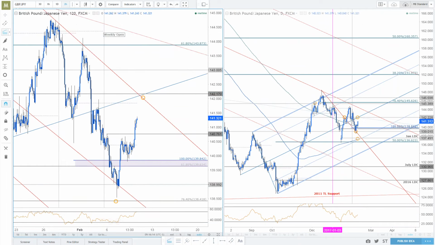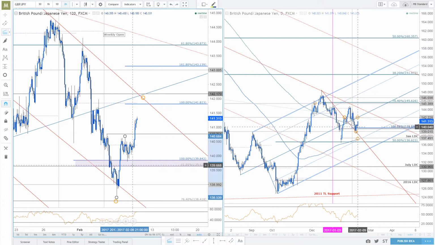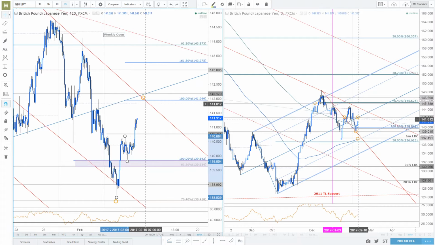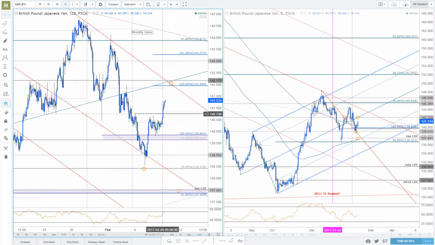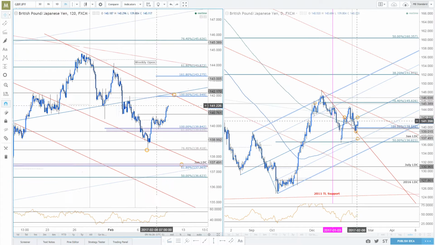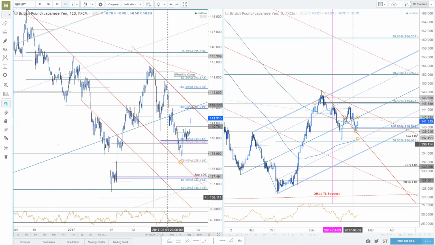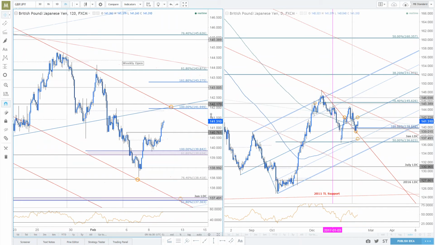Also, and this just popped in right here. Let me just see what this looks like. I bet you, 100% extension right there. Sweet. All right, and that is pound yen.